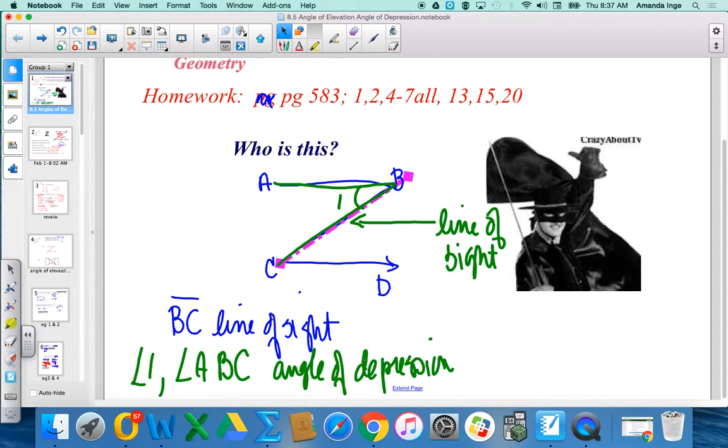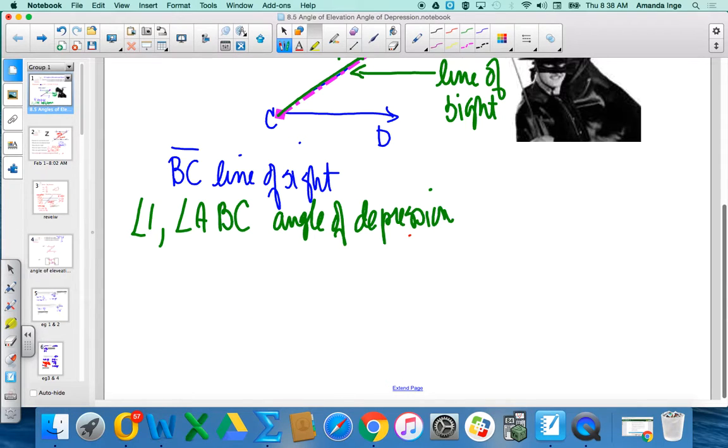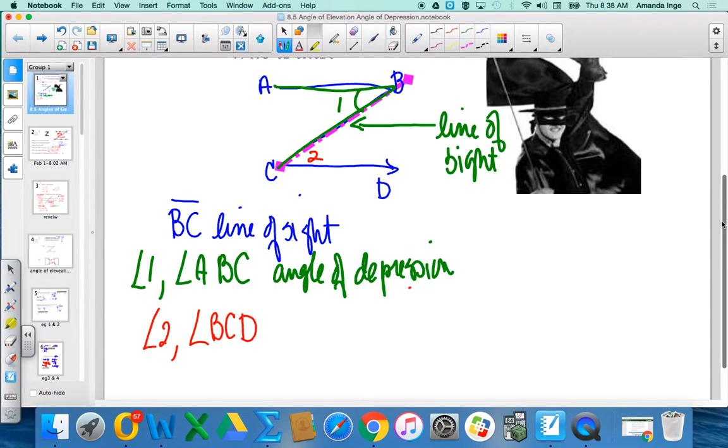All right. So then we have angle B, C, D, which we'll call angle 2. And if you're standing in that angle, are you looking up or down? Up. So it's an angle of elevation. Okay. Everybody good? All right.